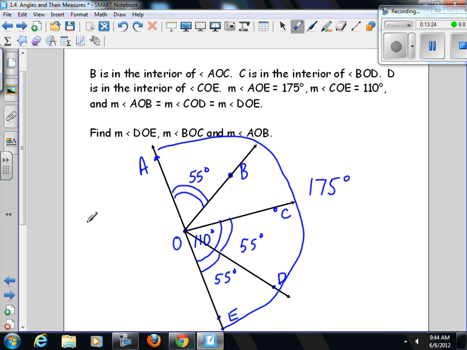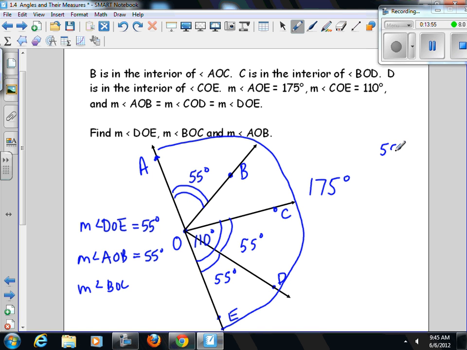So let's write down what we know so far. We know the measure of angle DOE, which we were asked for, is 55. We also know the measure of angle AOB, which was 55. Now we're asked to find the measure of angle BOC. Now we know that all four of these angles here add up to 175, and we've got three of them. Three of them are 55 degrees apiece.